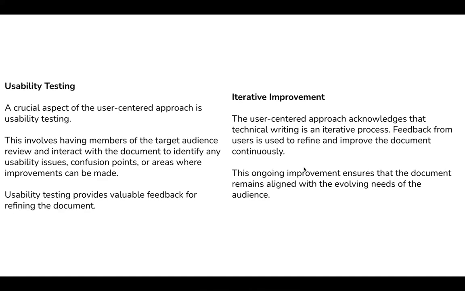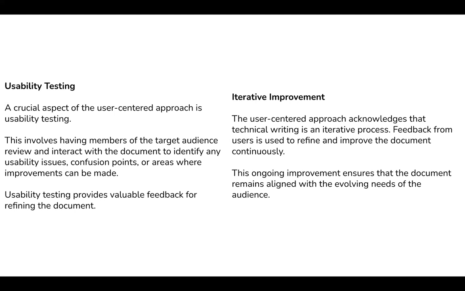So the next thing on the list is iterative improvement. When using a user-centered approach in your technical writing, automatically you understand that technical writing is an iterative process, right? So feedback from users is used to refine and improve the document continuously, because you know that your audience, your readers are also improving, or your product is also improving, right?